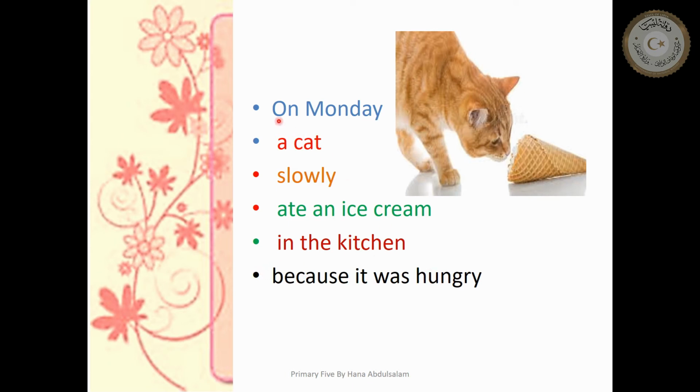Again. When? On Monday. Who? A cat. How? Slowly. What? Ate an ice cream. Where? In the kitchen. Why? Because it was hungry. It was hungry. Okay. We are going to choose another example.